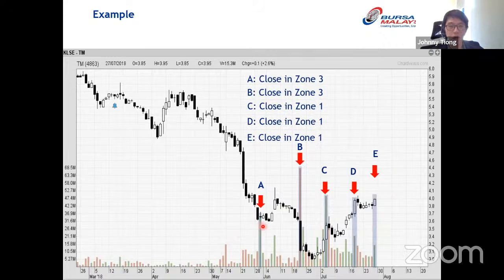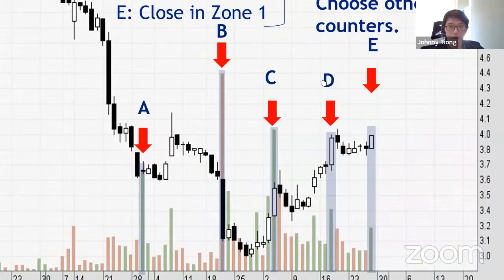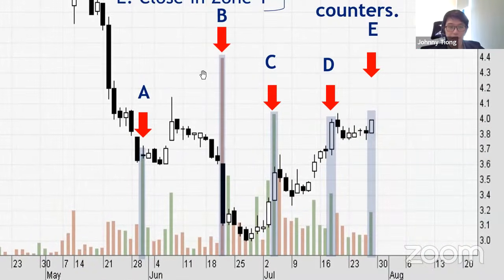So from here, what can we deduce, what can we interpret? Basically, I can say the selling volume of A and B is higher than C, D and E. If we just add up A and B, you see, just by naked eye.